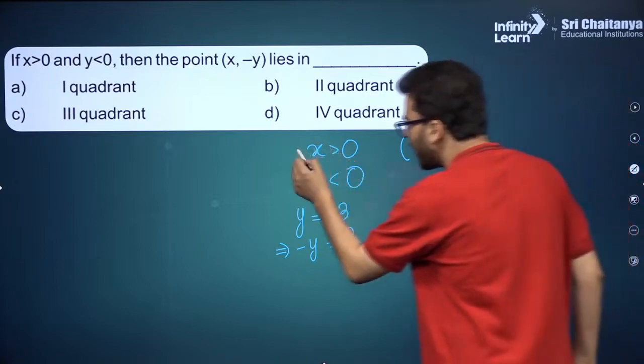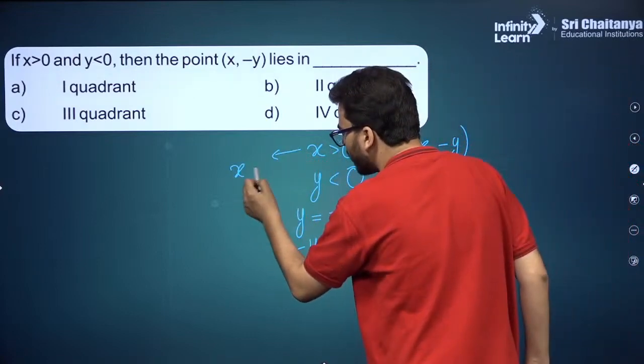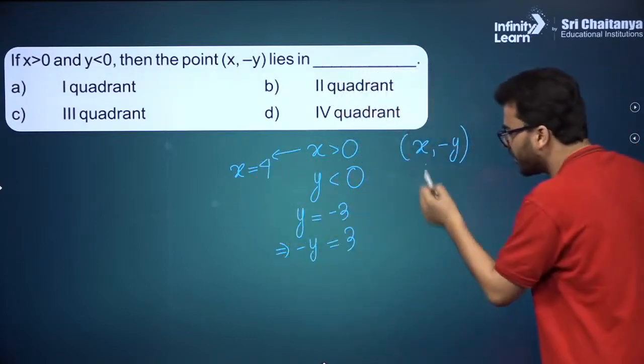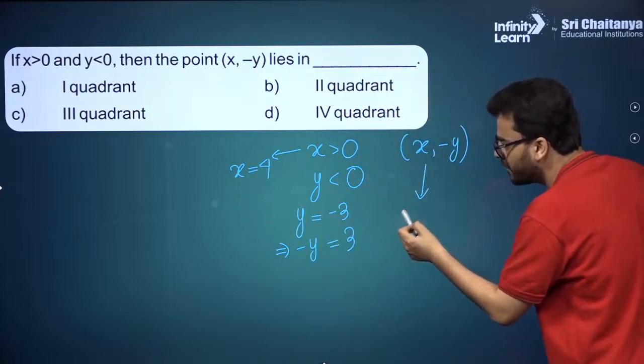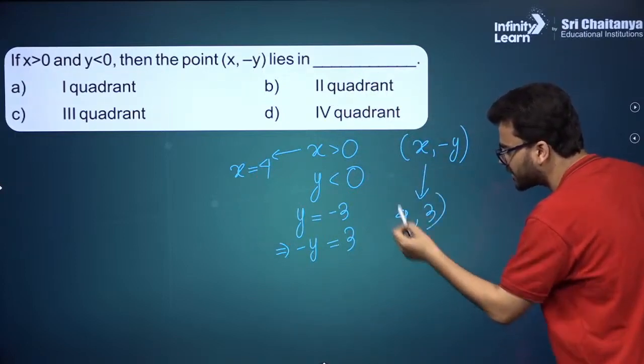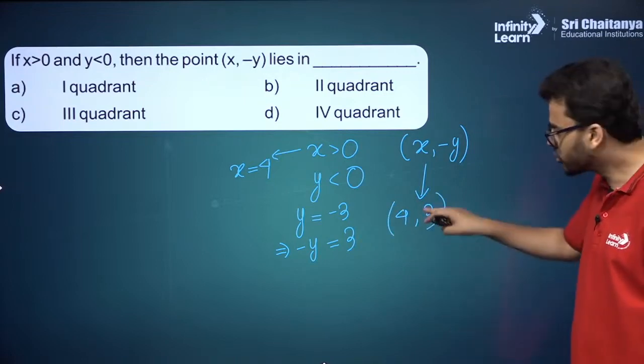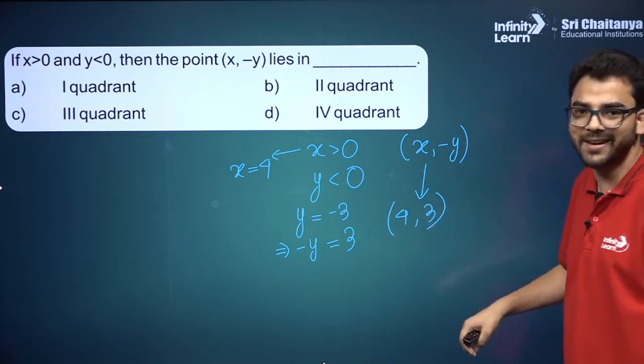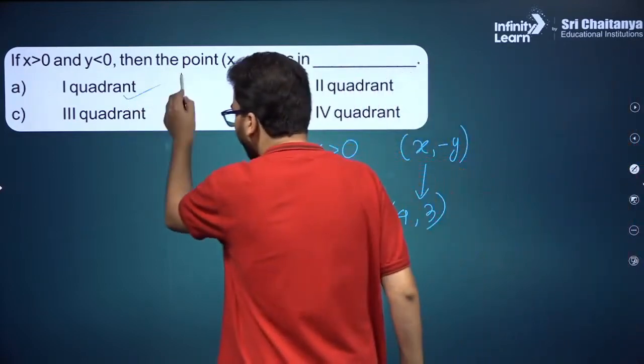And x is already positive. So, just suppose any positive value of x. Tell me, (x, minus y) will be (4, 3) or not? Tell me, guys, according to the question. (x, minus y) will be (4, 3). So, it will lie in the first quadrant.